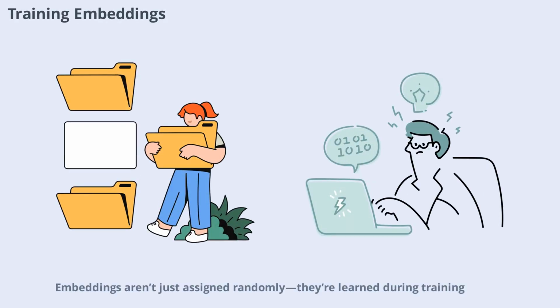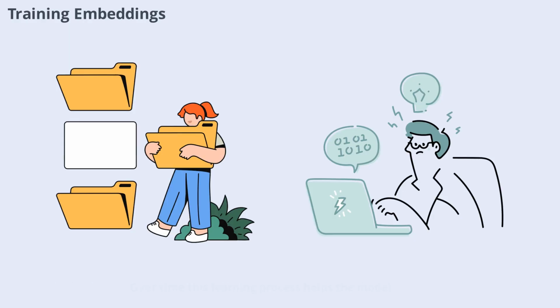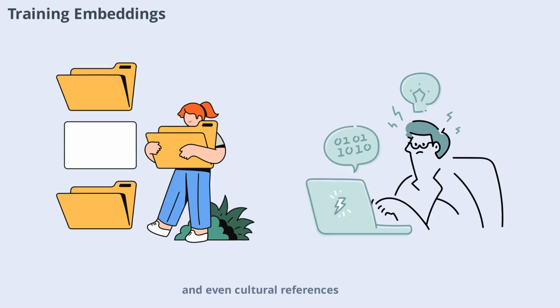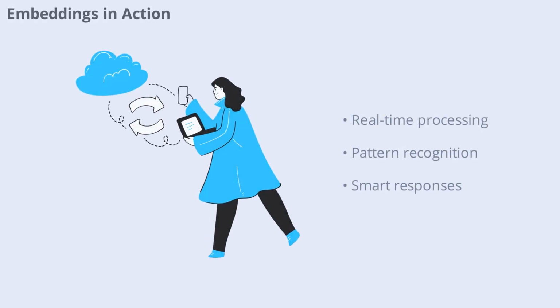Embeddings aren't just assigned randomly, they're learned during training. As the model processes massive amounts of text, it adjusts the embeddings to better capture the relationships between words. Over time, this learning process helps the model develop a nuanced understanding of language, including synonyms, analogies, and even cultural references. Let's see embeddings in action.